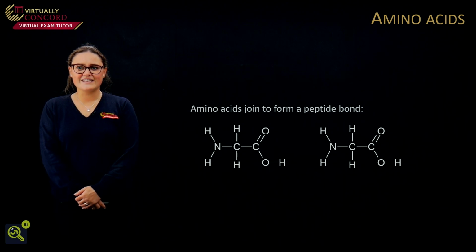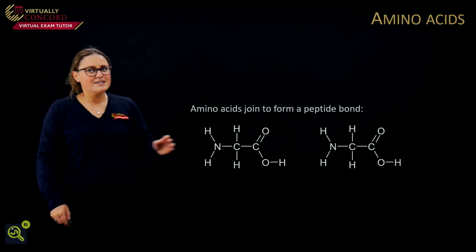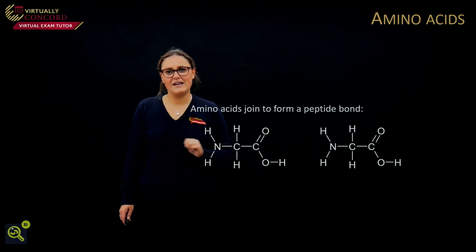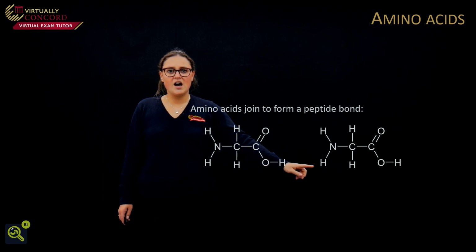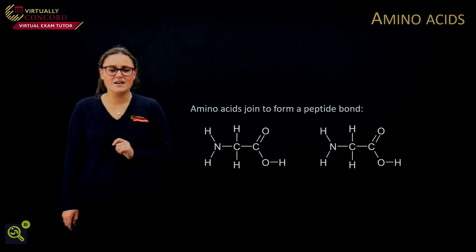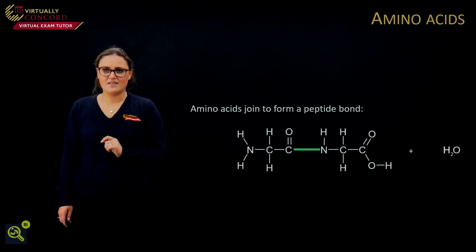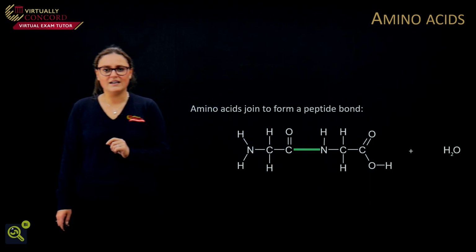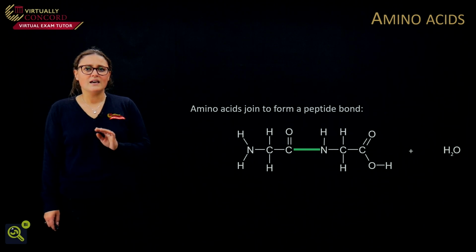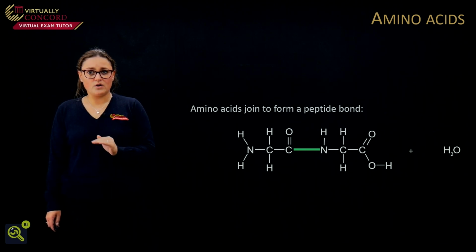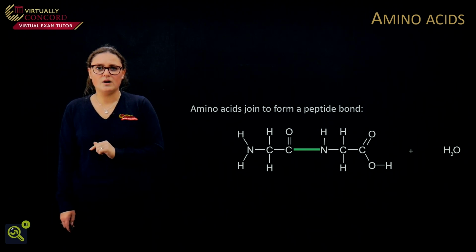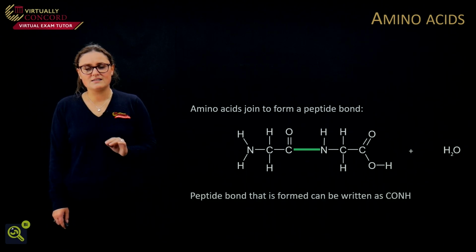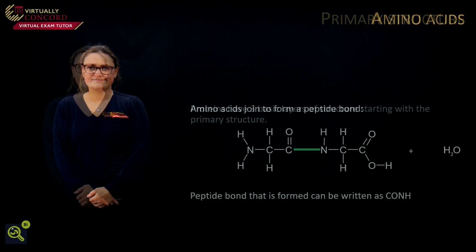Amino acids join together and form a peptide bond. The peptide bond forms between the carboxyl end of one amino acid and the amine end of the other. We lose hydrogen and oxygen to form water, and your peptide bond looks like this. It forms between the carbon and the nitrogen, and it's shown here in green. This is the bond that forms from the condensation reaction between your amino acids. And the peptide bond can be written as CONH.